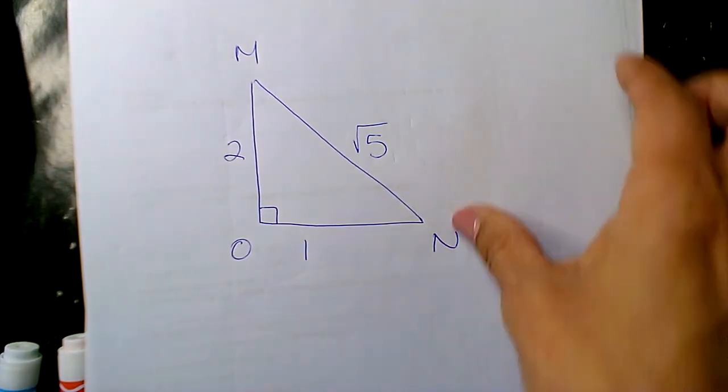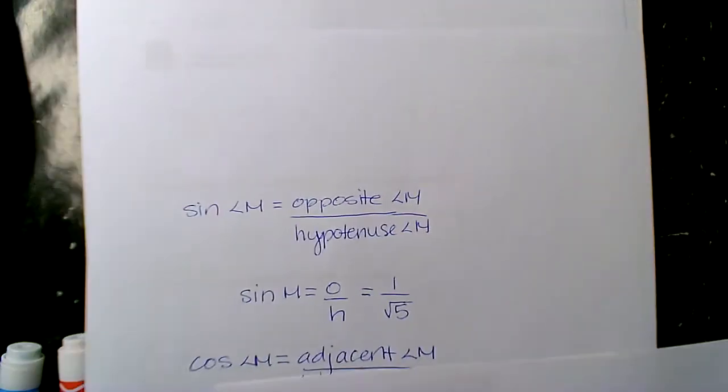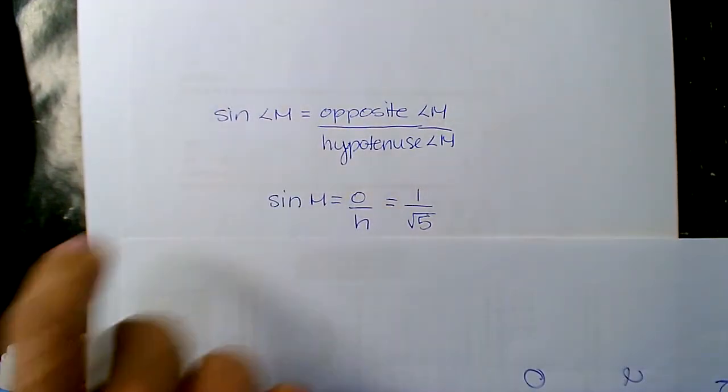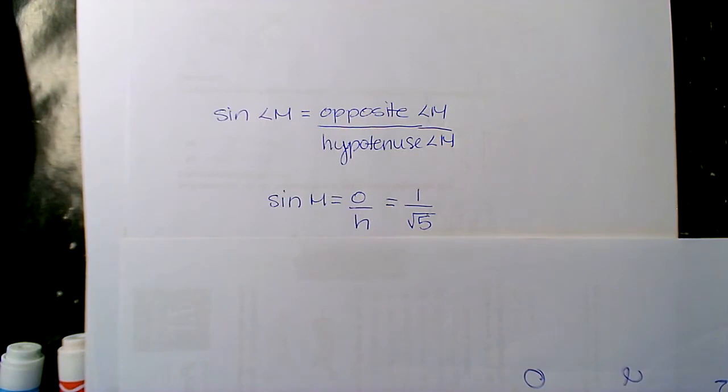Okay, so here's what you guys get. Sine of angle M, if we were to write it all out, sine of angle M is equal to the ratio of the leg opposite angle M over the hypotenuse. Now, that's a lot to write. So thus our acronym: sine of angle M is O over H, opposite over hypotenuse. So when you look at the triangle, it's 1 over rad 5.